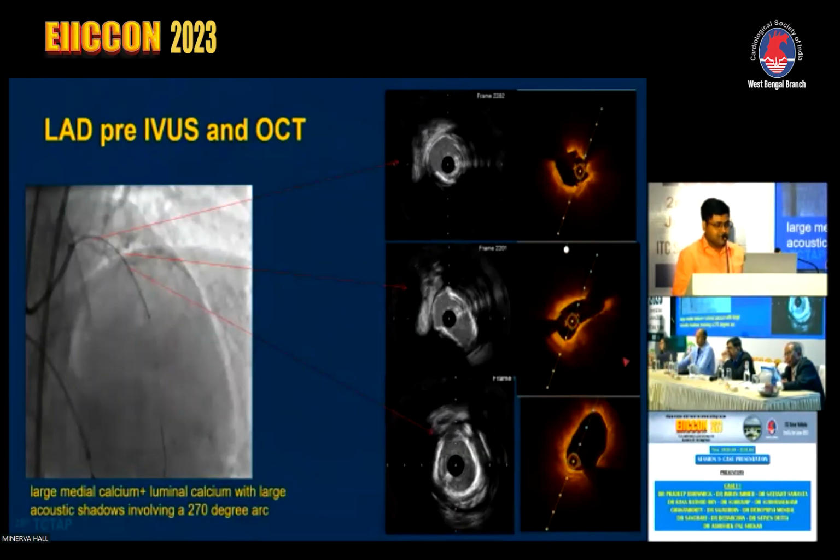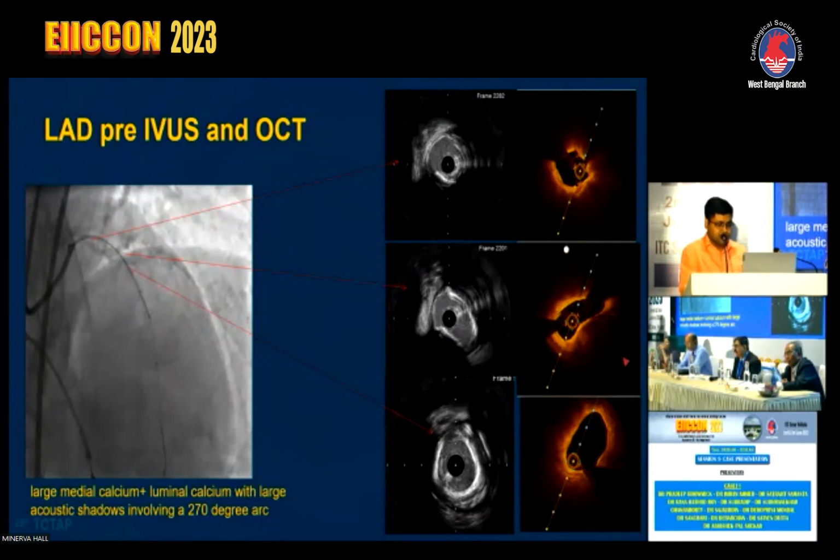Then we proceeded to the LAD and we did a pre-procedural IVUS and OCT run, which revealed severe medial calcification. There was also some luminal calcification and the arc was more than 270, which we can very well appreciate from the IVUS. And apart from that, in the middle one, there was a calcific nodule, which we can appreciate both from the IVUS as well as OCT.